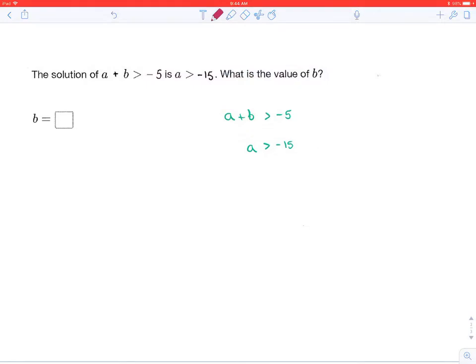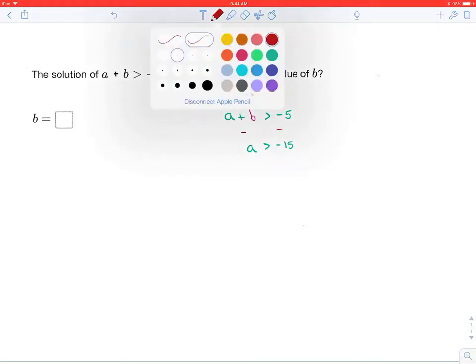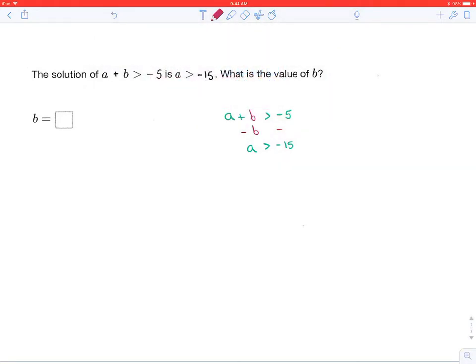So what do we have to exchange b with so that when we solve out this original inequality, we get an answer of a is greater than -15? Well, because it's plus b, that means that we're going to subtract b from both sides in order to get the a by itself, as you can see that they did in their solution. The a is by itself, so that means we need to get rid of the b. And then now we need to think to ourselves, what value do we have to exchange for b so that when we do -5 minus that value of b, it equals -15?